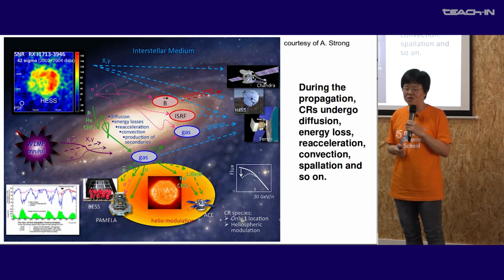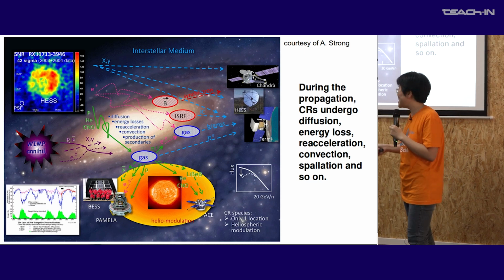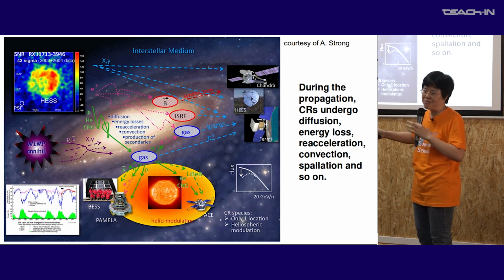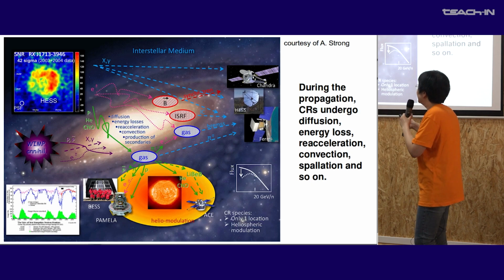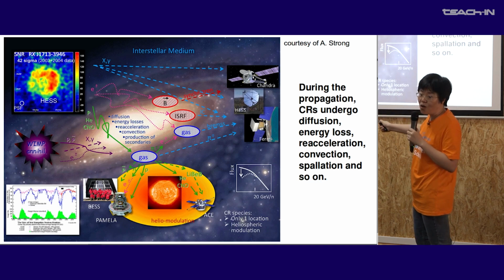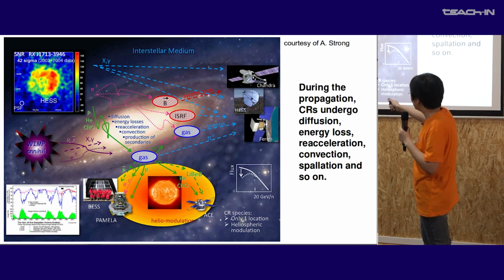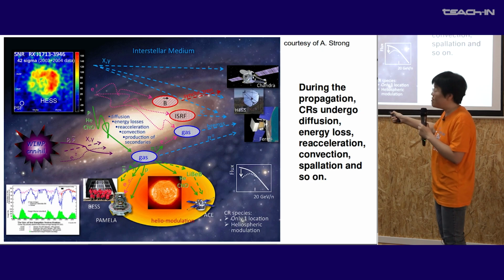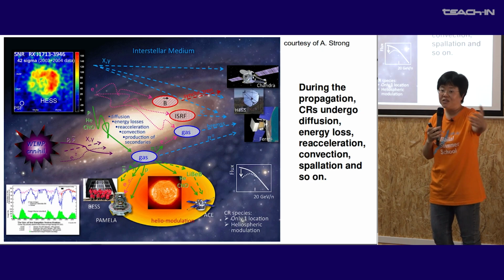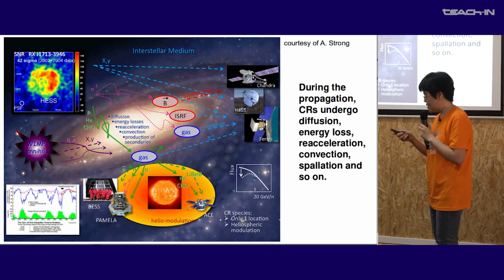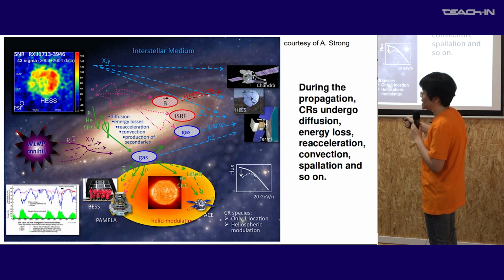Here is quite a clear picture, or a brief picture. There is a supernova remnant. They emit a lot of particles, for example protons, helium, CNO, carbon, oxygen, and those particles also include electrons and positrons. They will leave the source, they will enter our galactic interstellar medium, and surely they will enter the magnetic field.